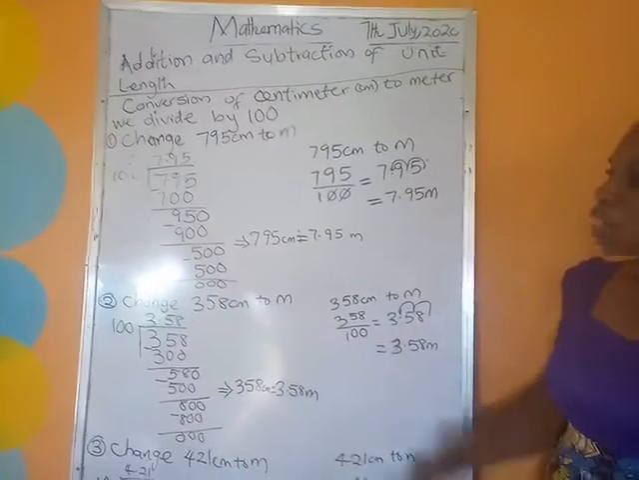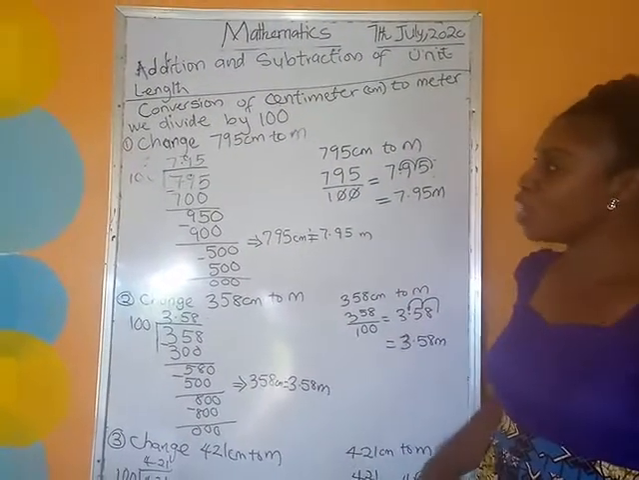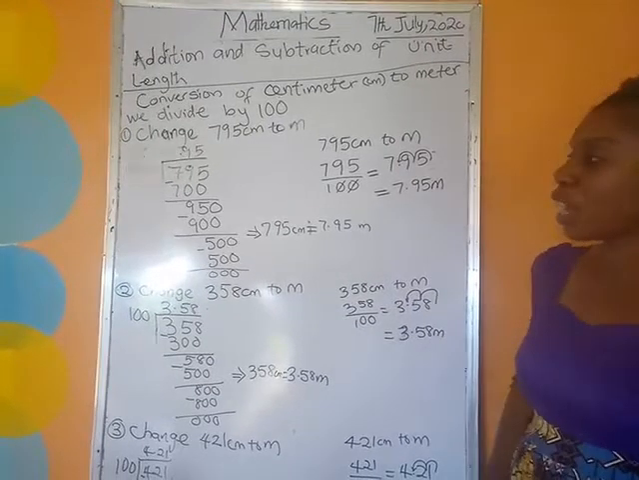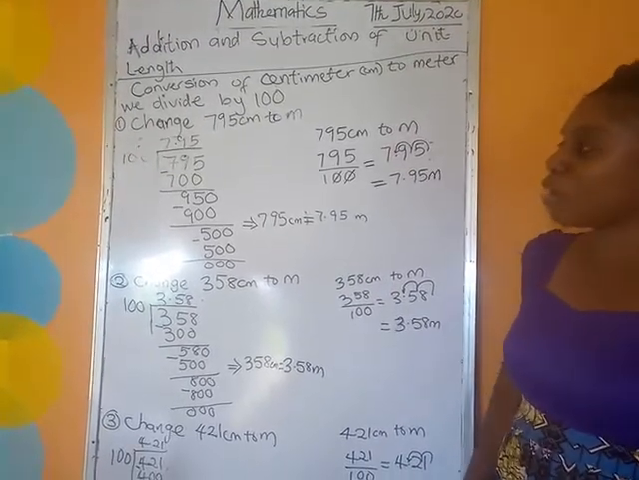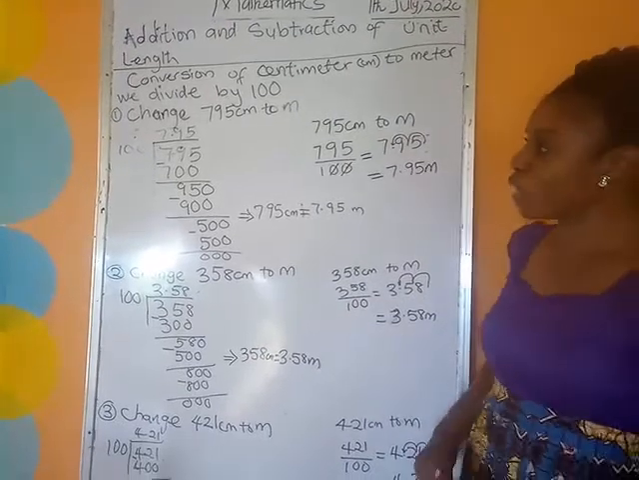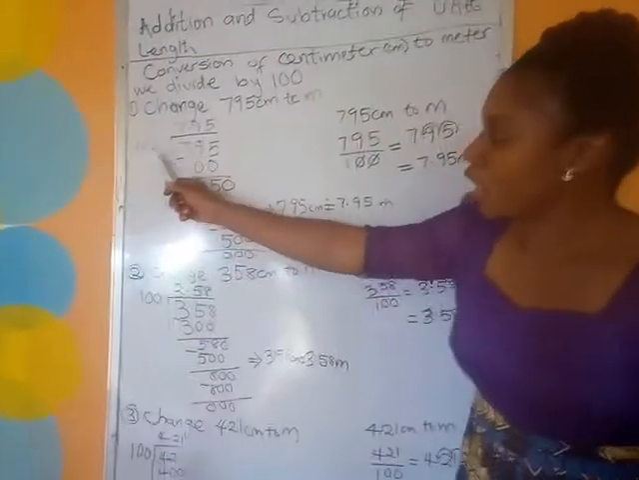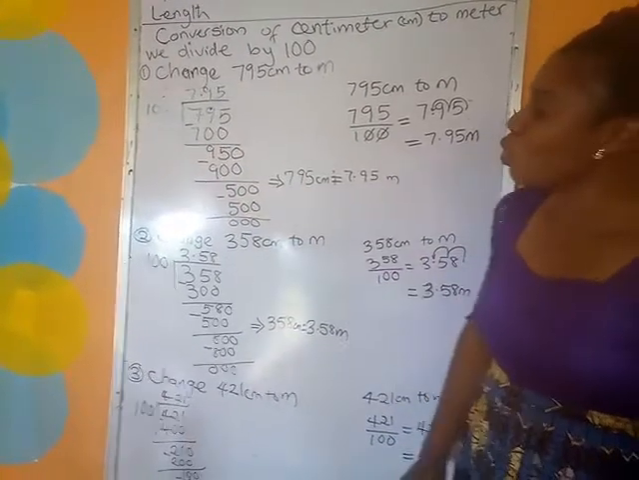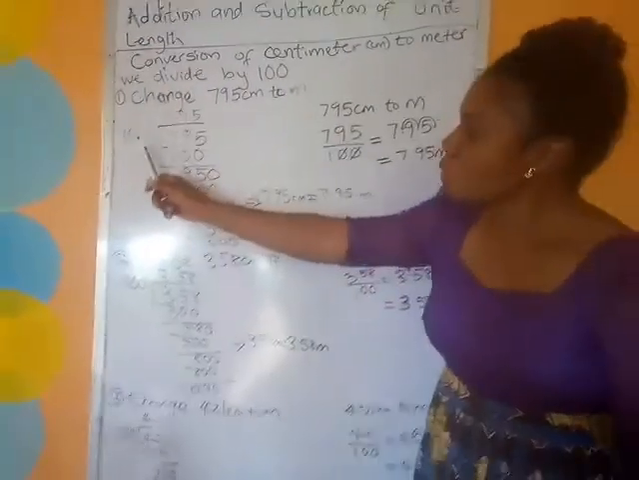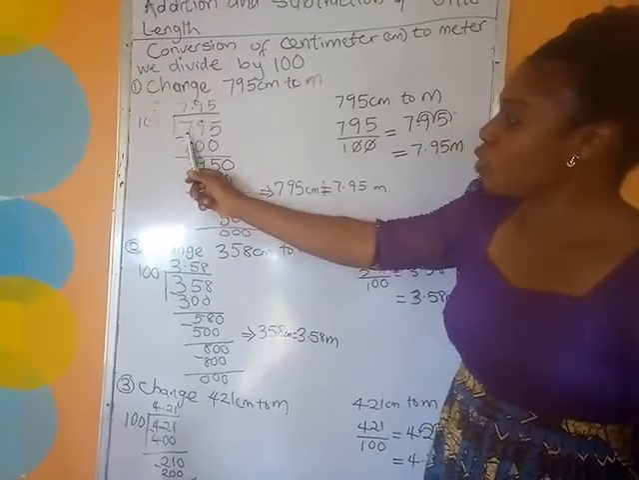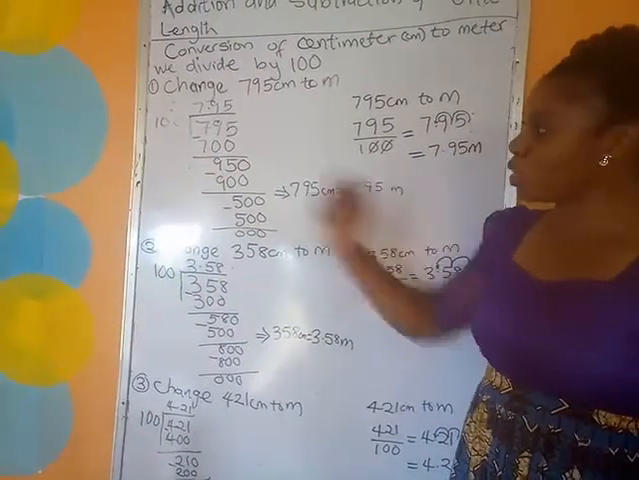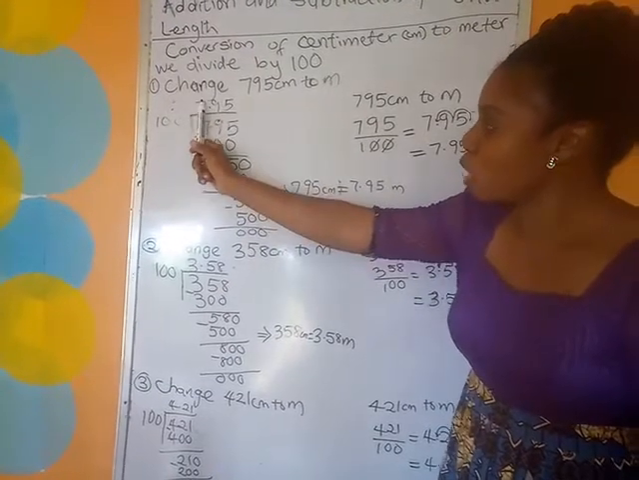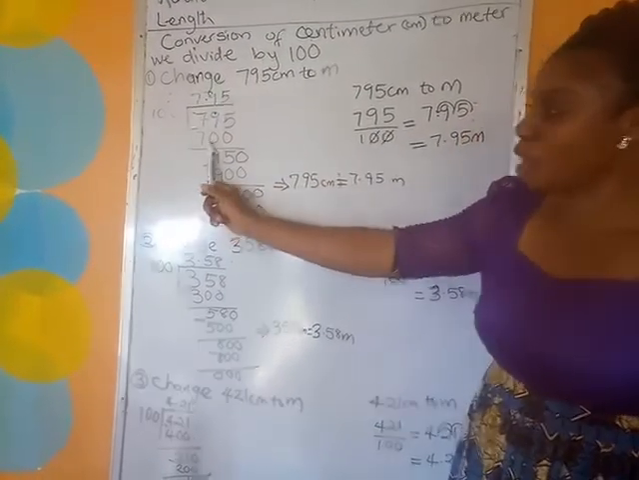Now, the first exercise given to us is change 795 centimeter to meter. How do we do that? We do that by dividing it by 100. You have 100 here, you put 795 inside the box. Now, how do we go about this division? You now start by saying 100 into 795, it goes just 7 times. 7 up here, and we now say 7 times 100, you get 700.